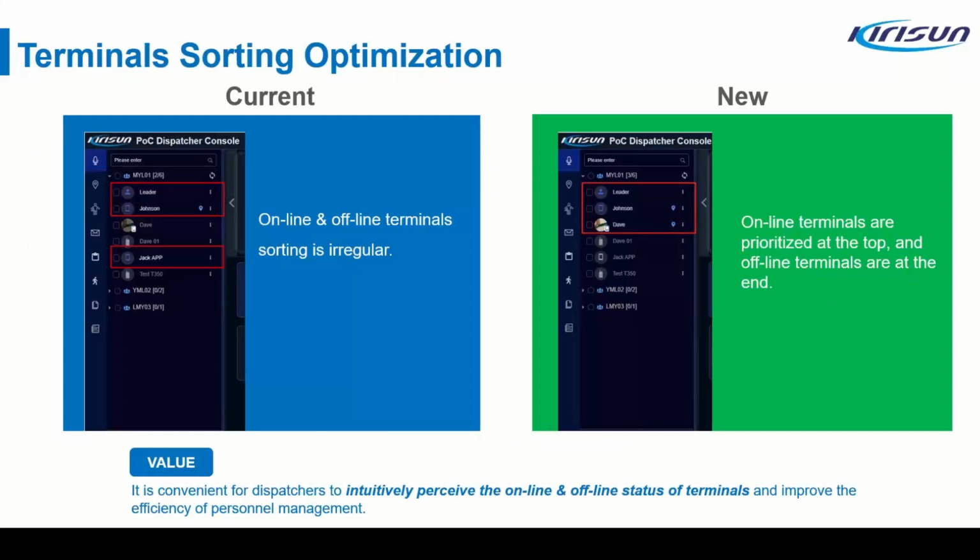We also optimize the terminal sorting. Currently, the terminal sorting is irregular, but in the new version, the online terminals are prioritized at the top, and offline terminals are at the end. The dispatcher can more intuitively perceive the online and offline status of terminals, which improves the efficiency of personnel management.